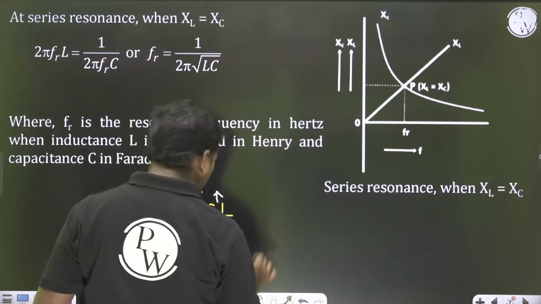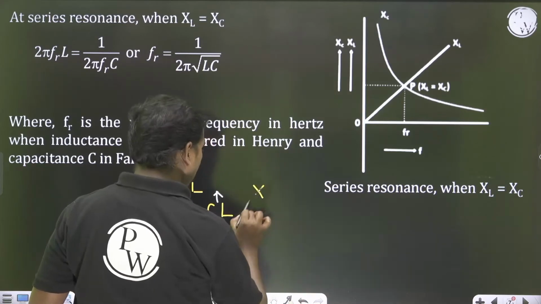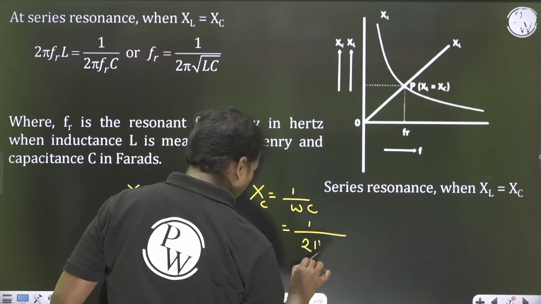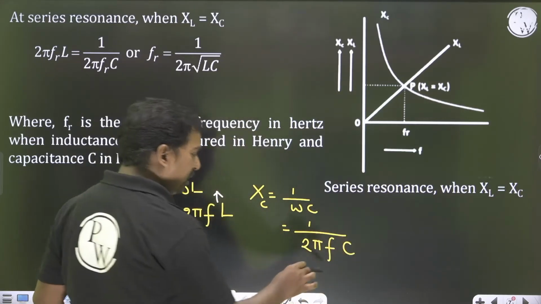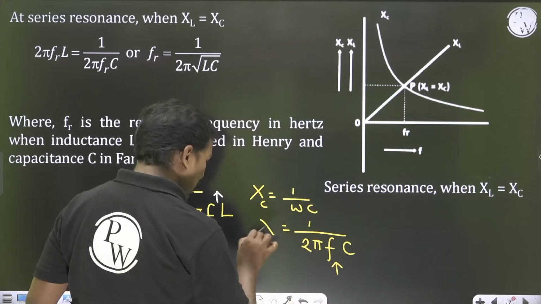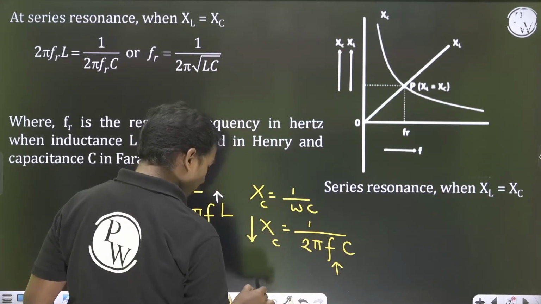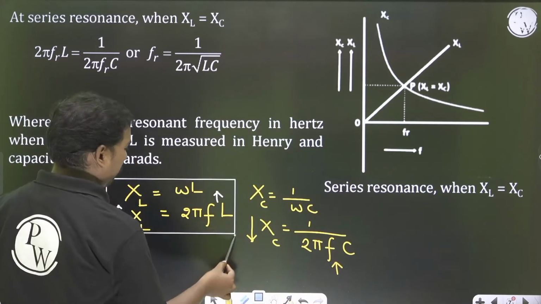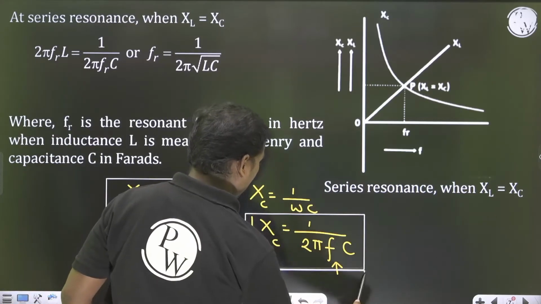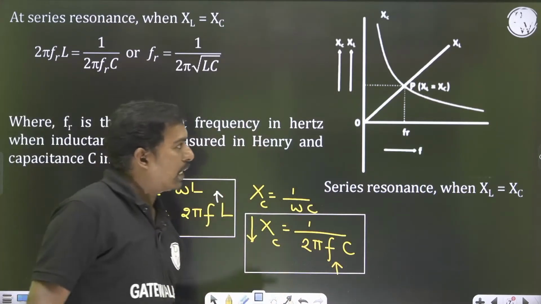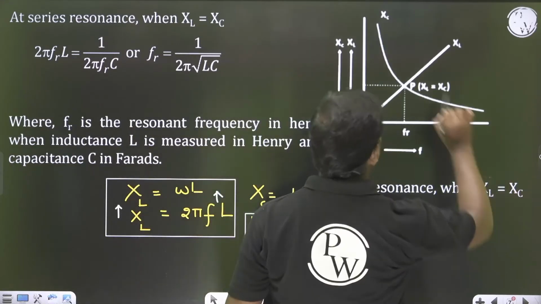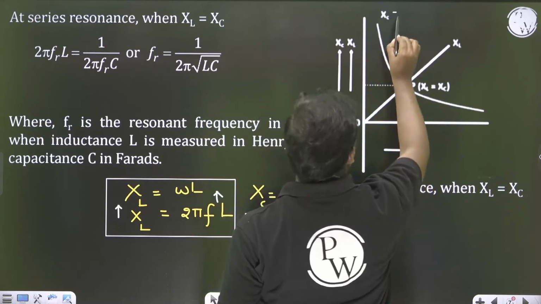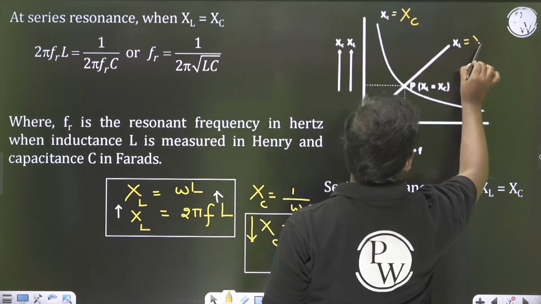Next, if you see the XC, 1 by omega C, that is 1 by 2 pi fC. So as the frequency is increasing, the XC is going to decrease inversely. So this is what is going to happen. As the frequency is increasing, XC is decreasing. This is the capacitive reactance, my dear. So try to understand the capacitive reactance.